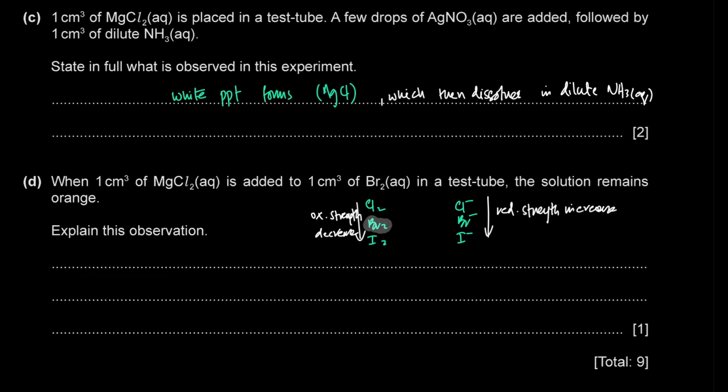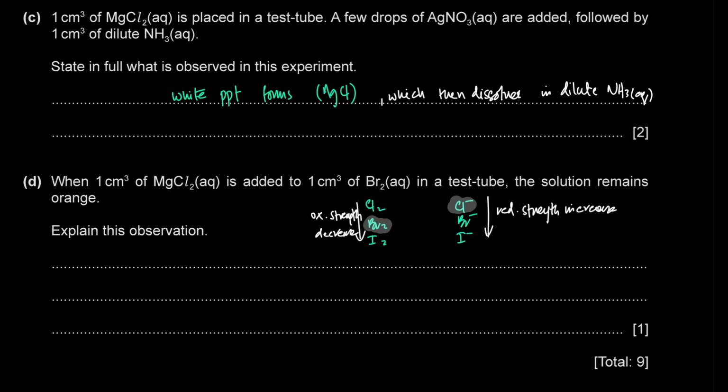Now here we have bromine trying to react with chloride. Since bromine is a weaker oxidizing agent than chlorine, and chloride is a weaker reducing agent than bromide, bromine doesn't want to gain electrons as much as chlorine does. So chlorine wants to remain in its ionic form more. Since bromine is a weaker oxidizing agent, it will not be able to oxidize chloride. Conversely, since chloride is a weaker reducing agent than bromide, chloride will not be able to reduce bromine.